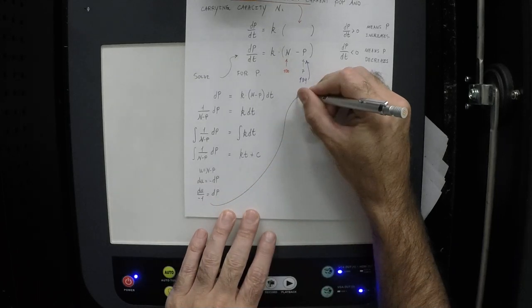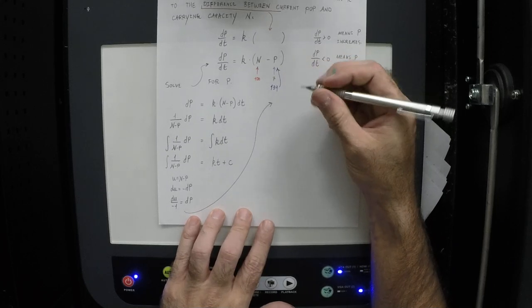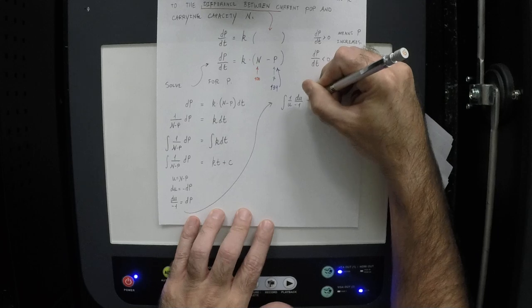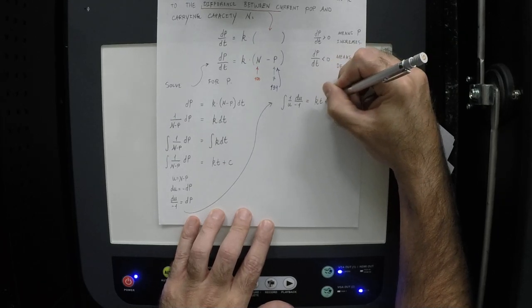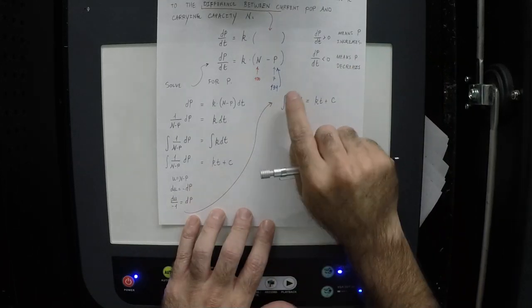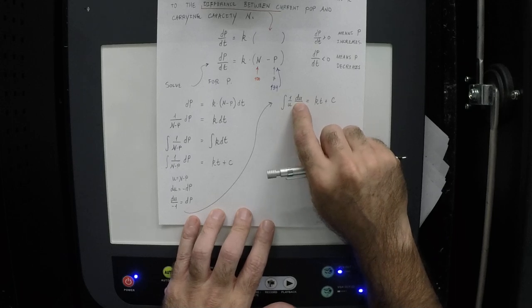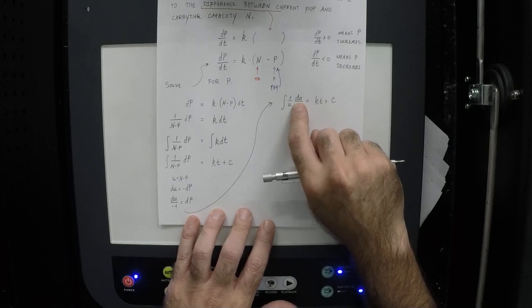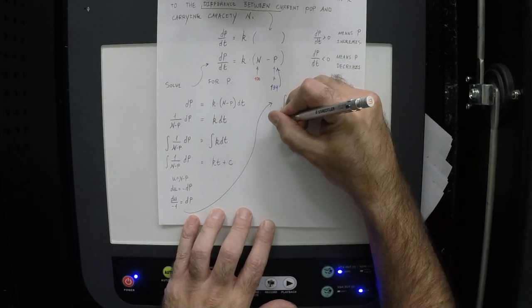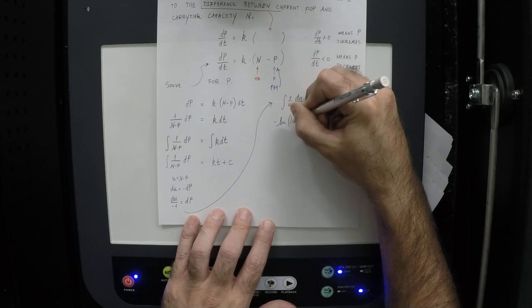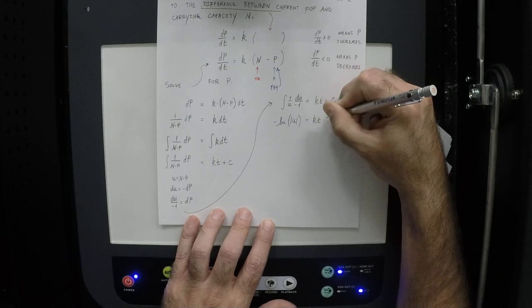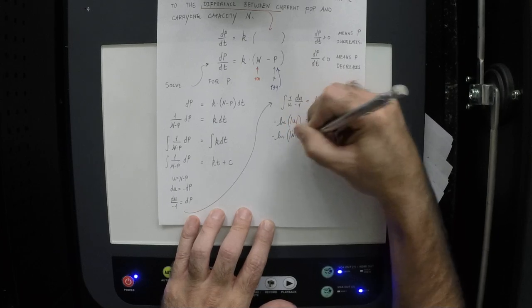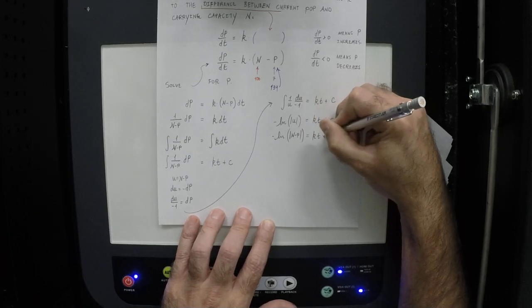Okay. So as a result of that, we get what? Antiderivative of 1 over u, and then du over negative 1 is kt plus a constant. And then the negative 1, we can ignore that for a moment. What is the antiderivative of 1 over u du? It's the log. So we get negative log absolute value of u is kt plus a constant. So that'd be negative log absolute value of n minus p, because that's what u is, equals kt plus a constant.